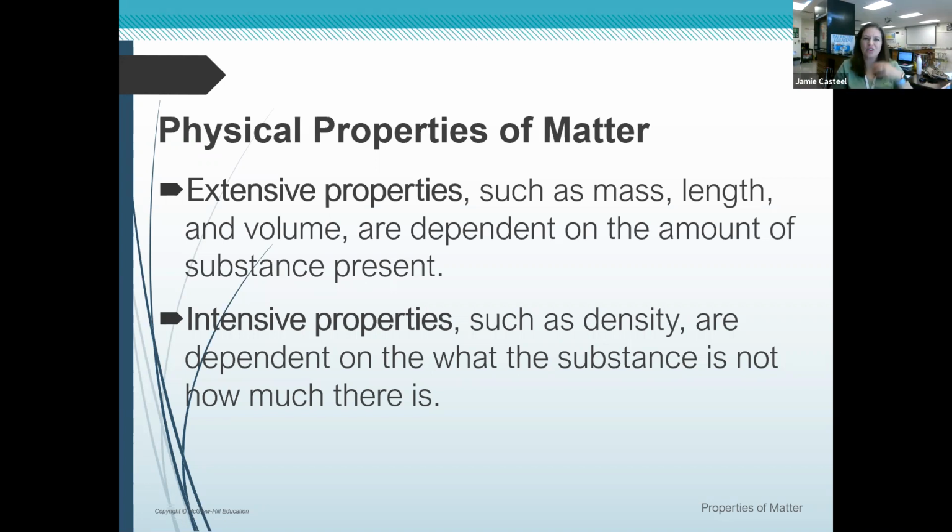So intensive are like your qualities, like does it conduct electricity? What color is it? What state is it at room temperature? Those are all intensive. You may want to back this up because I'm talking very quickly, and make sure that you got all of that, because this is the hard part and this is the part most people miss on the quizzes.